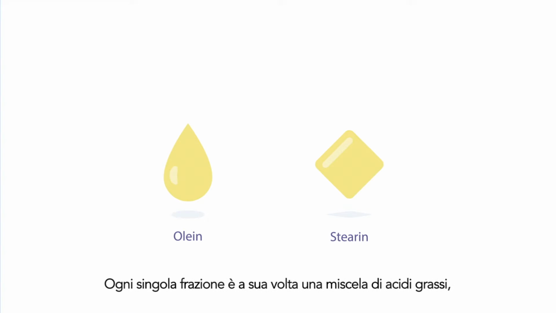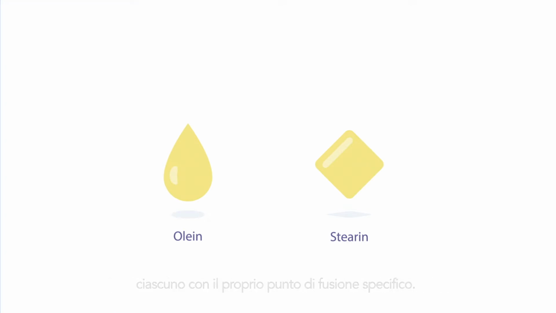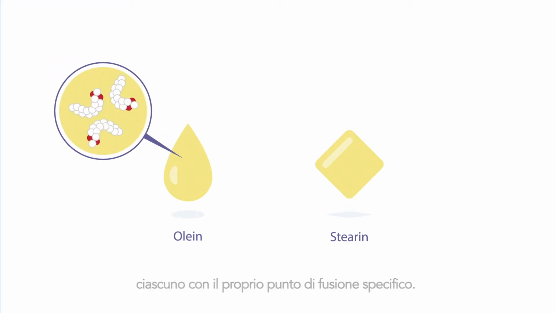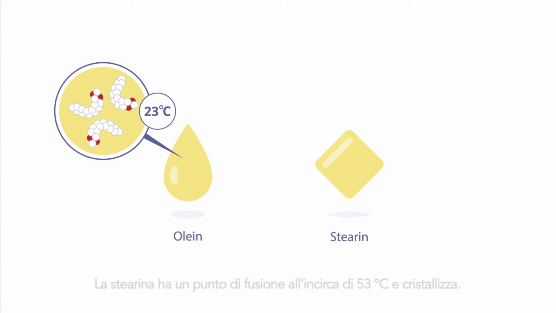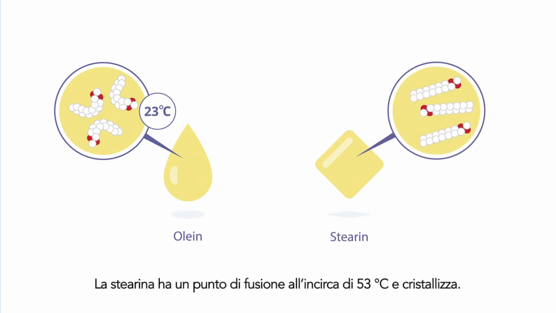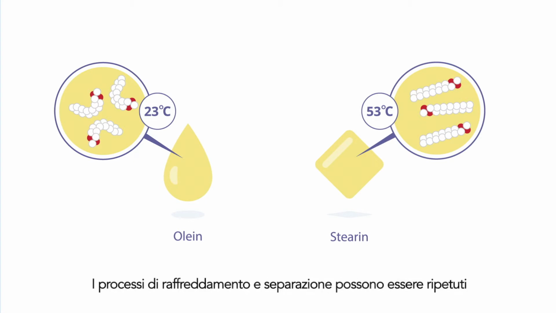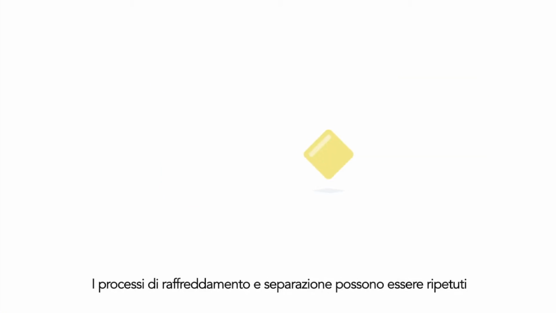Each fraction itself is again a mixture of different fatty acids, each with a specific melting point. Olein has a low melting point of around 23 degrees Celsius and stays liquid. Stearin has a high melting point of around 53 degrees Celsius and crystallizes. The cooling and separation process can be repeated for the olein and stearin fractions.